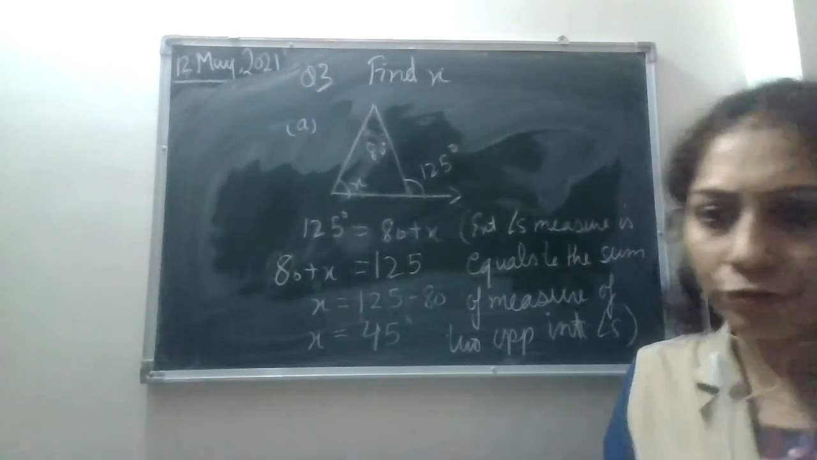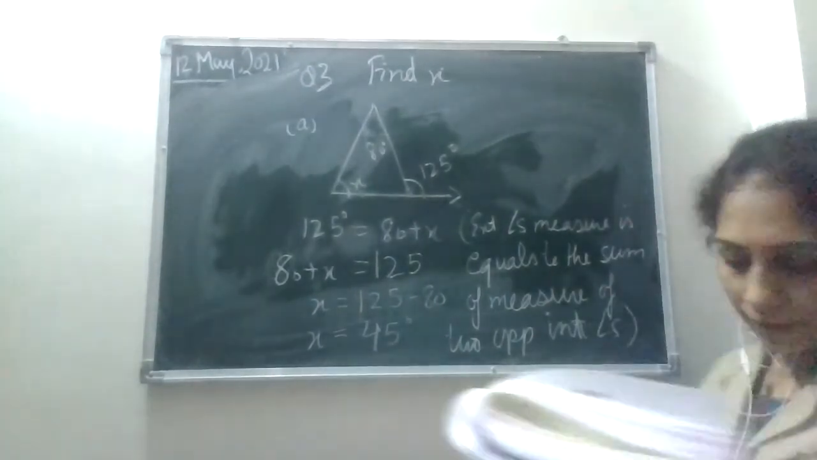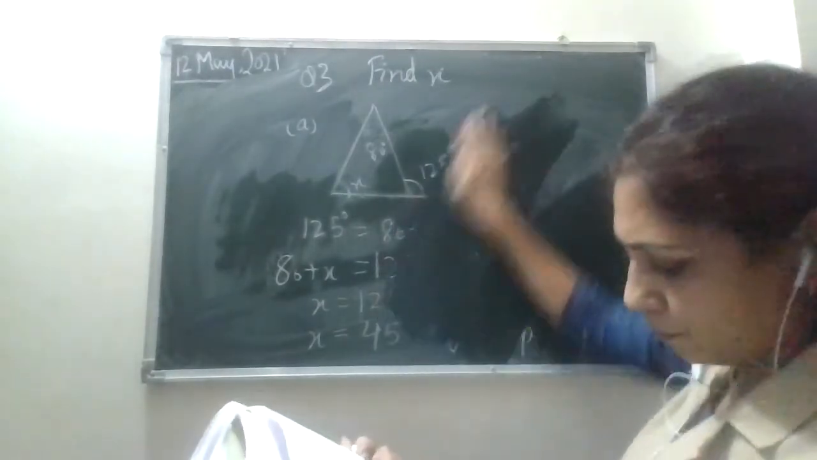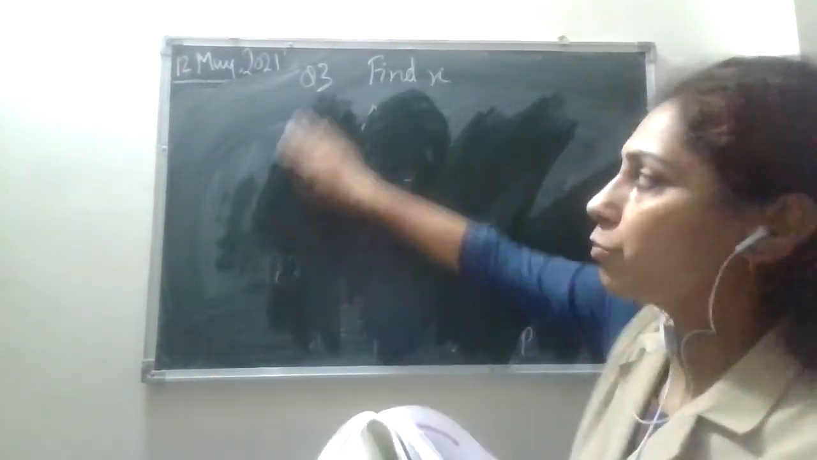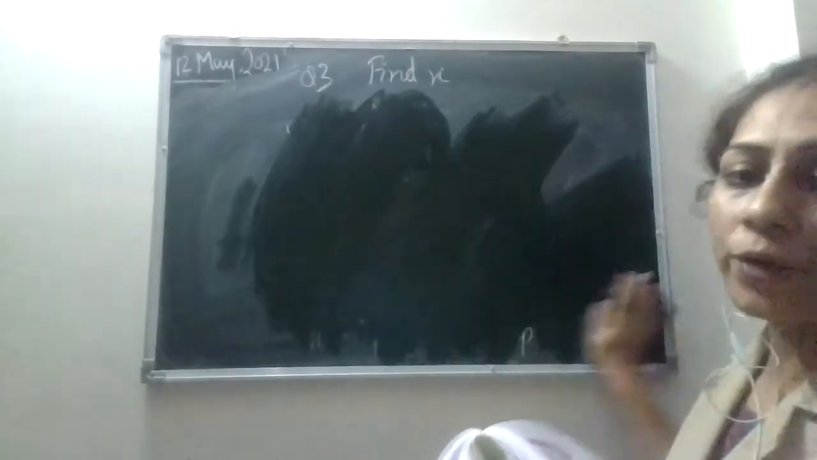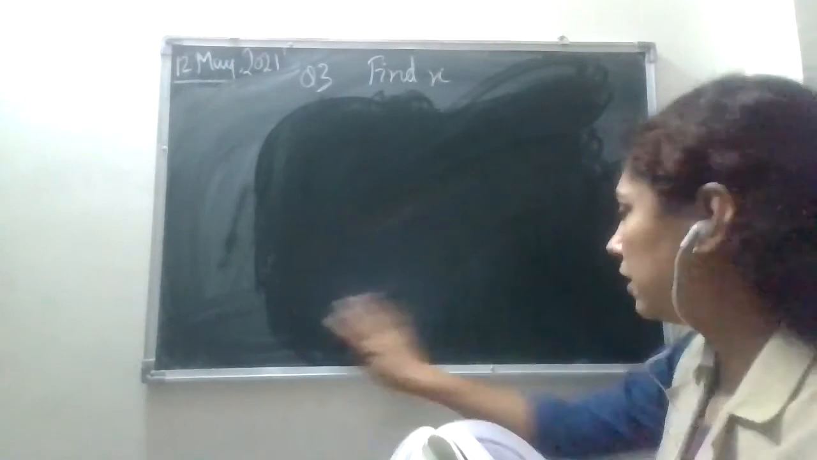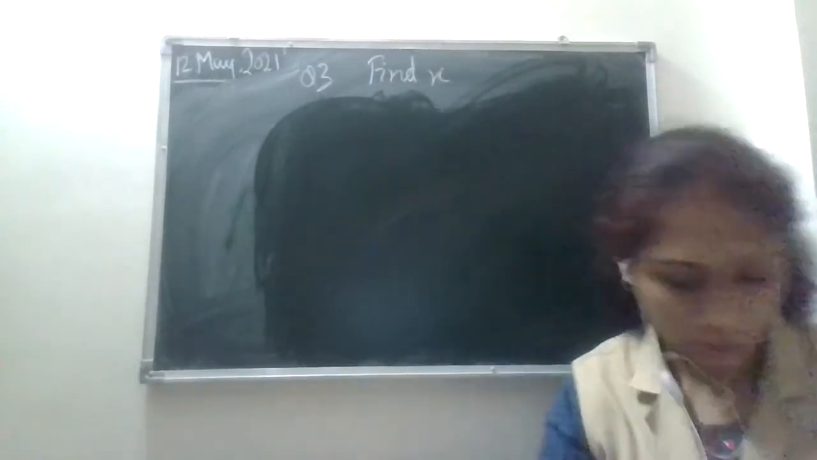One more part I'm doing for you, with the same property. Now I will not go to the lengthy method. This is the way you have to write. I'll give you the short solutions of it. Three parts I'm going to cover.